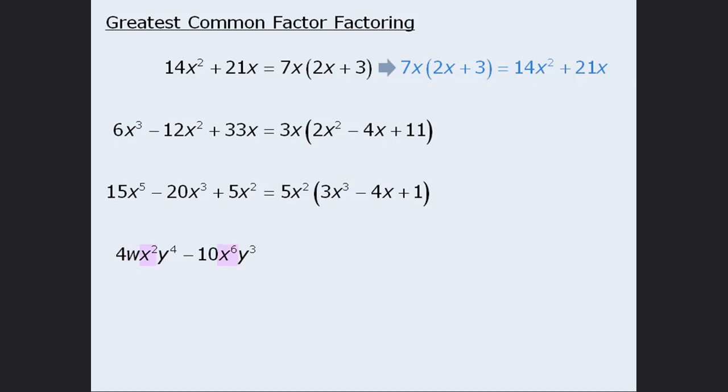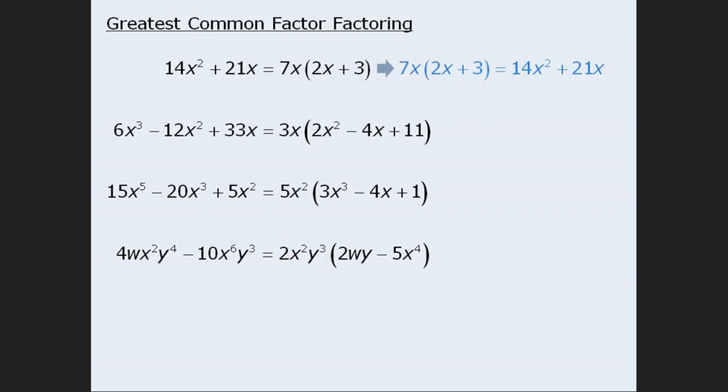The greatest common factor of x squared and x to the power of 6 is x squared, and the greatest common factor of y to the power of 4 and y cubed is y cubed. So the greatest common factor of both terms here is 2x squared y cubed. Now the brackets. Inside the brackets we have the following, and I will leave it to you to confirm this.